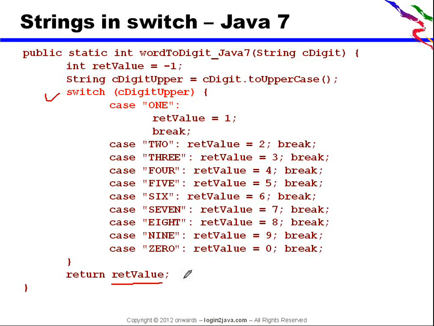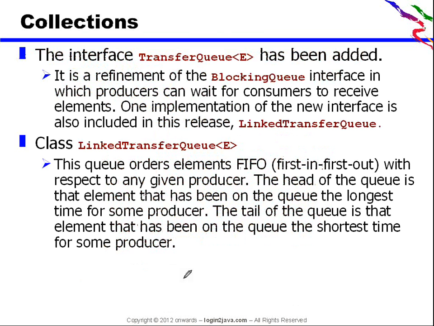Now concurrency. The interface TransferQueue has been added. It is basically a refinement of the BlockingQueue interface in which a producer can wait for a consumer to receive elements. One implementation of the new interface is also given, that is LinkedTransferQueue. This is basically a class. This queue orders elements with respect to any given producer. The head of the queue is the element that has been on the queue for the longest time for some producer, and the tail of the queue is the element with the shortest time for some producer. So this is a new class in concurrency, LinkedTransferQueue.